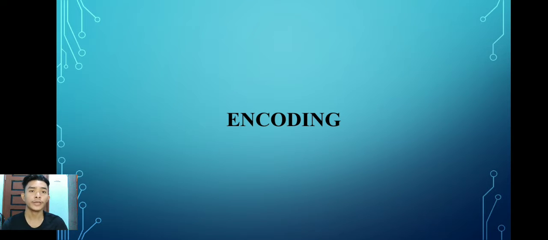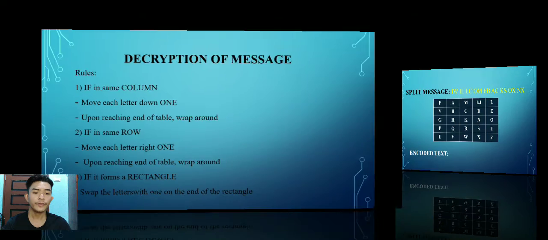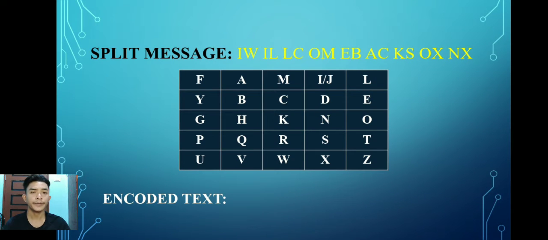Next is our encoding. In the encoding part, we are going to encrypt our message based on our split pair message. First, if they are in the same column, move each letter down one, and upon reaching the end of the table, we wrap around. Next, if they are in the same row, move each letter right one, and upon reaching the end of the table, we also wrap around. And last, if it forms a rectangle, swap each letter with the one on the other end of the rectangle. Here we have the table and our split pair letters.